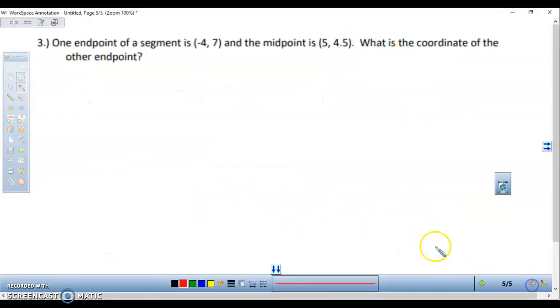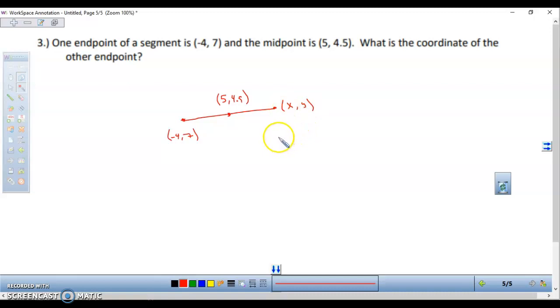And the last example here is working backwards. So you have some segment and one endpoint is at negative 4, 7. Just going to draw a little sketch of what this might look like. The midpoint is at 5, 4.5. What is the coordinate of the other endpoint? Well, I don't know this, and if I don't know it, I'm just going to call it x, y.